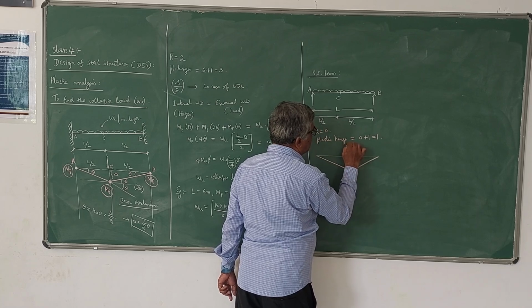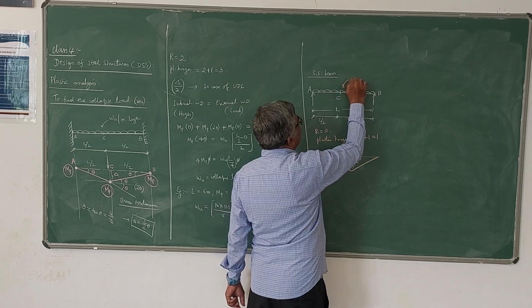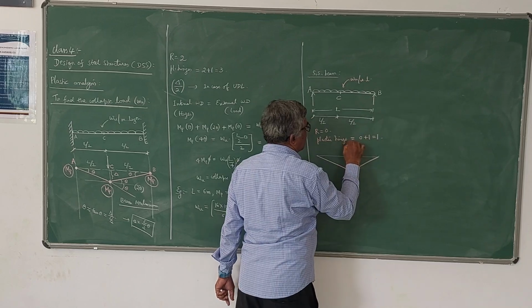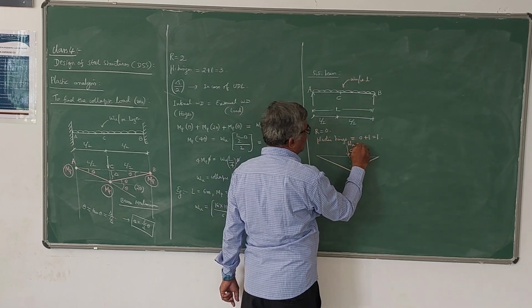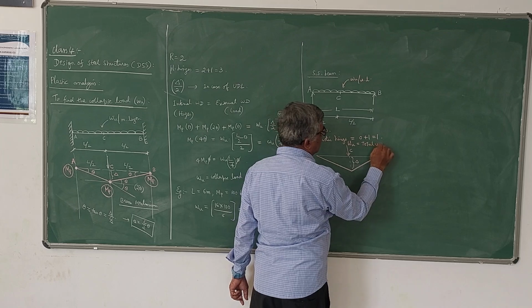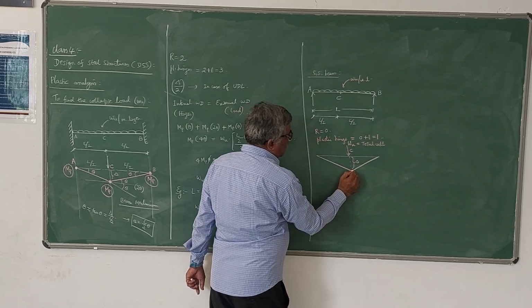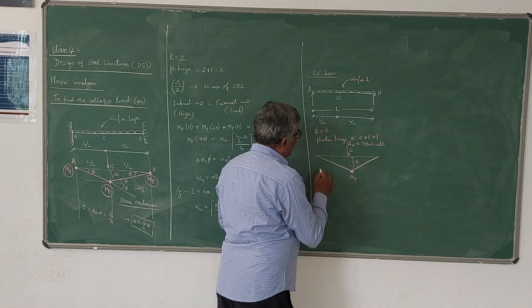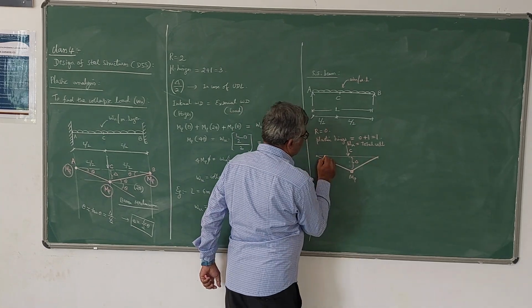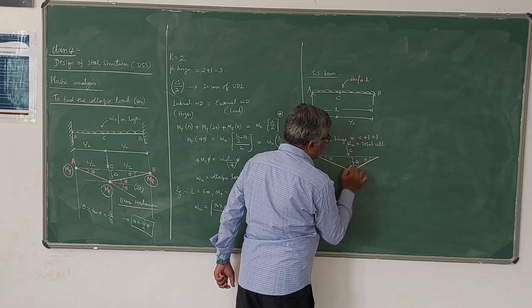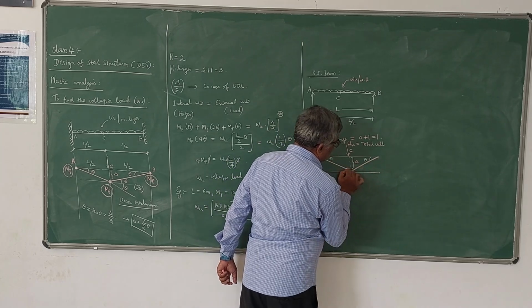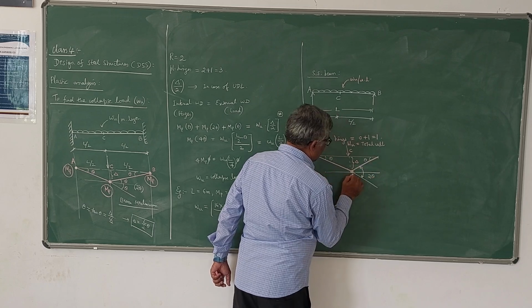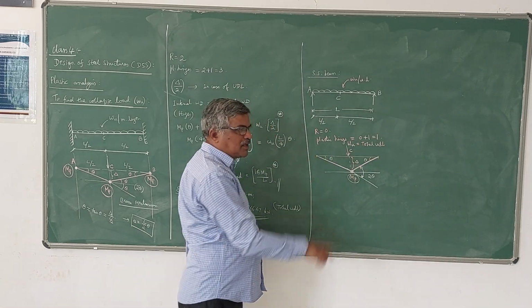So WU here is the total UDL, WU per unit length times span. That's what we are going to find. Only the plastic hinge will form at C, with MP. There is no MP here, there is no MP here. This is theta, this is also theta, because C is the midpoint. So the total rotation at the hinge is theta plus theta, 2 theta. This is the mechanism for the simply supported beam.